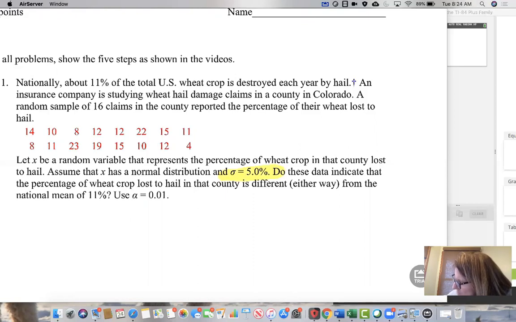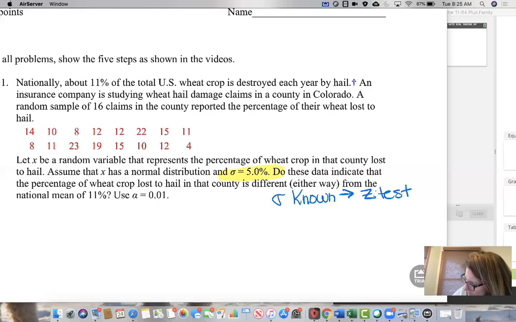A couple of things we want to notice: we know sigma. Since we know sigma, that's going to tell us what kind of test to use. That's right, we're going to use a z-test. If we know sigma, we use a z-test. If we don't know sigma, we use a t-test. If it's talking about proportions, then we use the proportion test. So anytime it gives you data like this, it's either going to be a z or a t-test. Again, to know if it's a z, you have to know sigma.